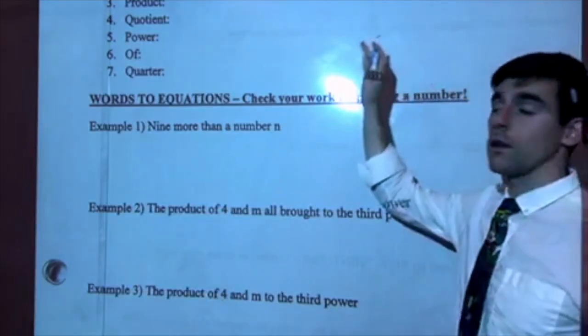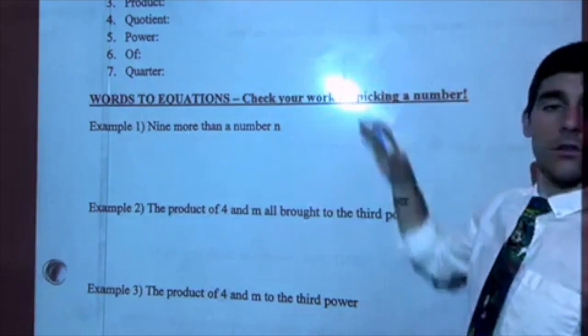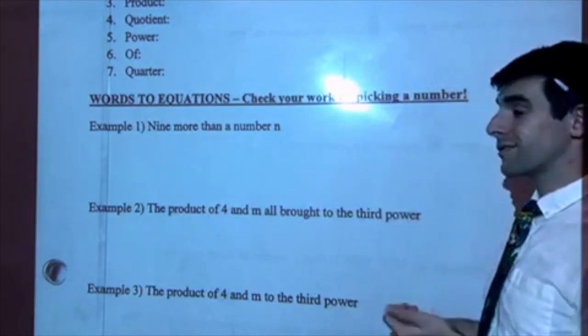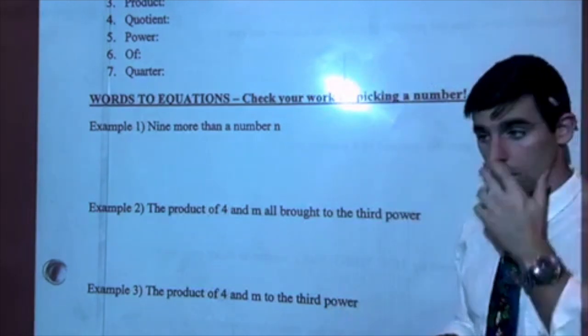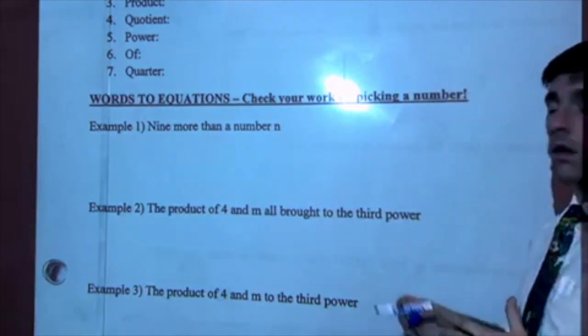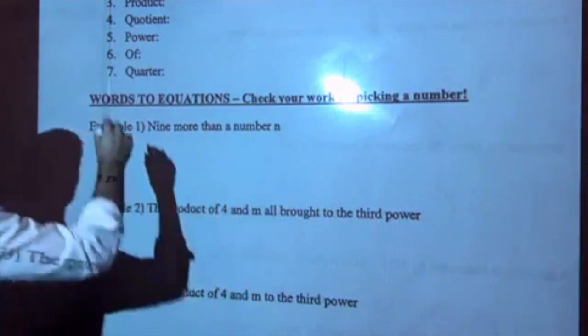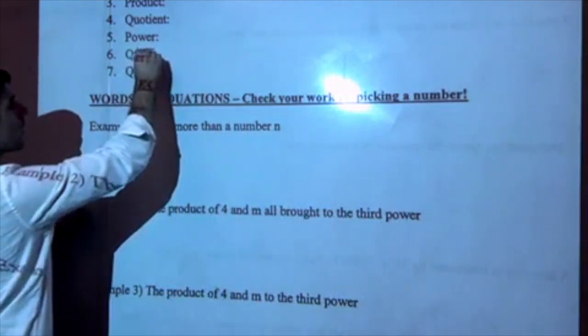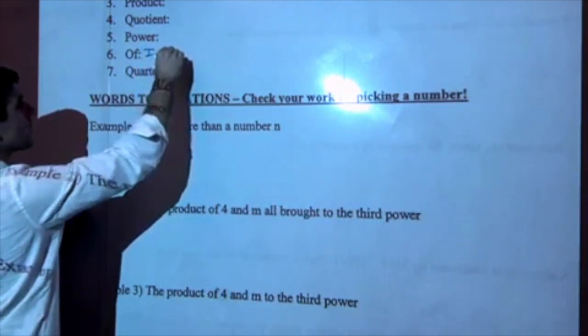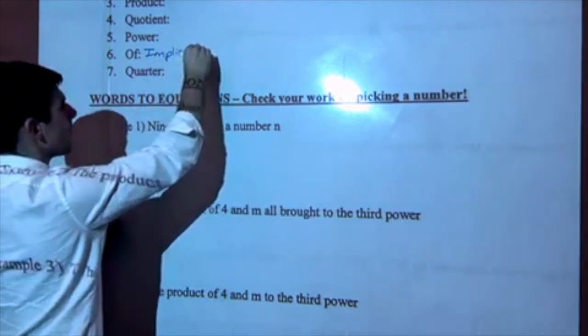We're on page 41 here. Those vocab words you are responsible for. You can find them throughout your other notes packets. We'll also uncover them as we go through these examples. The one that I'll make sure you're aware of, the word of, implies multiplication.